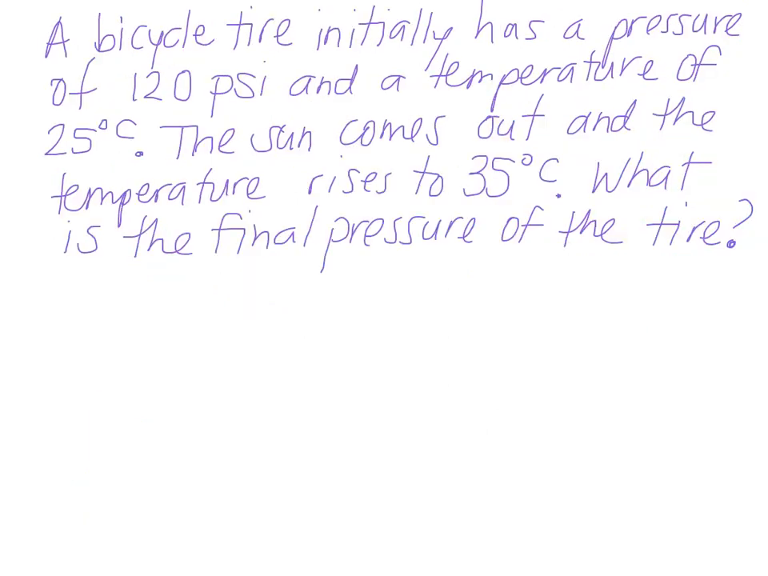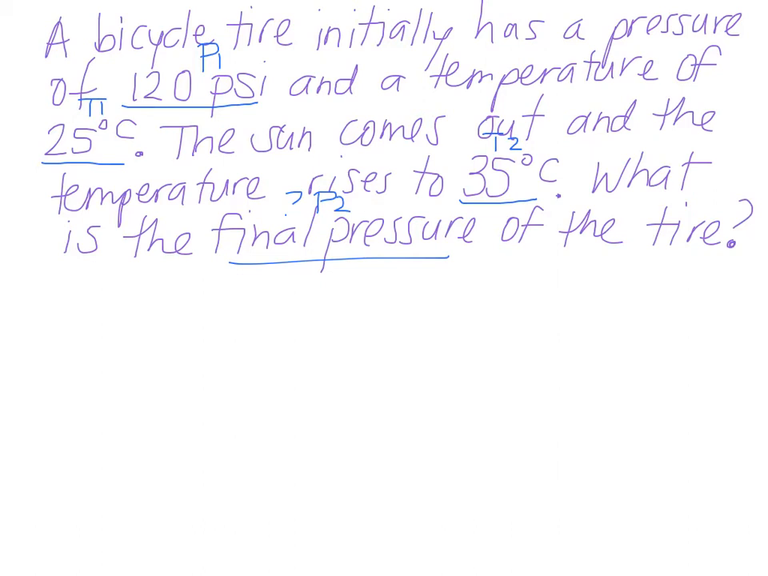Okay, so the next and last problem, a bicycle tire initially has a pressure of 120 psi. So this is our initial pressure, so that is P1, and a temperature of 25 degrees Celsius. So that is your T1. The sun comes out and the temperature rises to 35 degrees Celsius. So this is your new temperature, T2. What is the final pressure of the tire? So we are looking for P2.